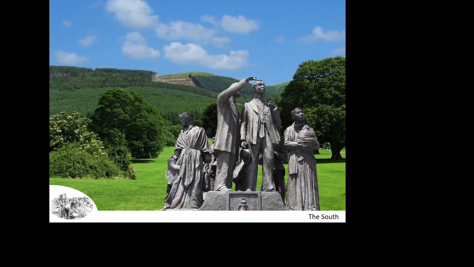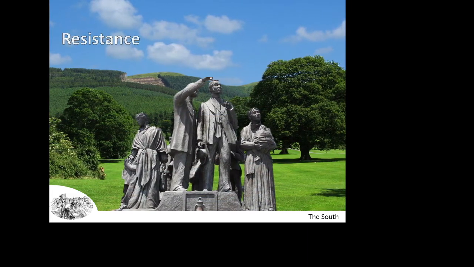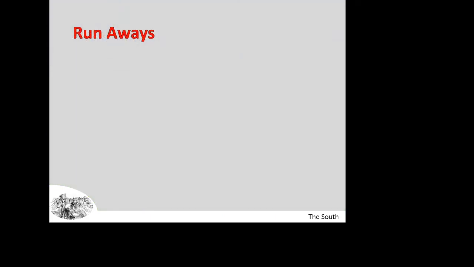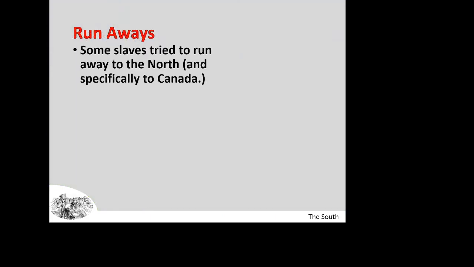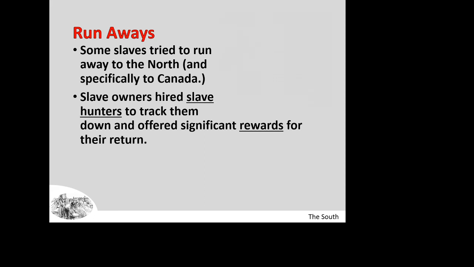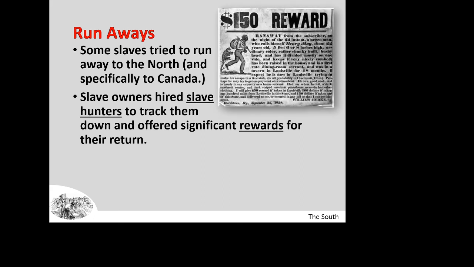Now we're going to talk about the resistance, who was involved in helping the slaves. Some slaves tried to run away. A lot of them tried to run to the North and specifically to Canada. Slave owners hired slave hunters to track down their runaway slaves, and they offered significant rewards for their return. And I've got an ad in the newspaper: $150 reward for a runaway slave. $150 is a lot nowadays, so consider how much that was back then.